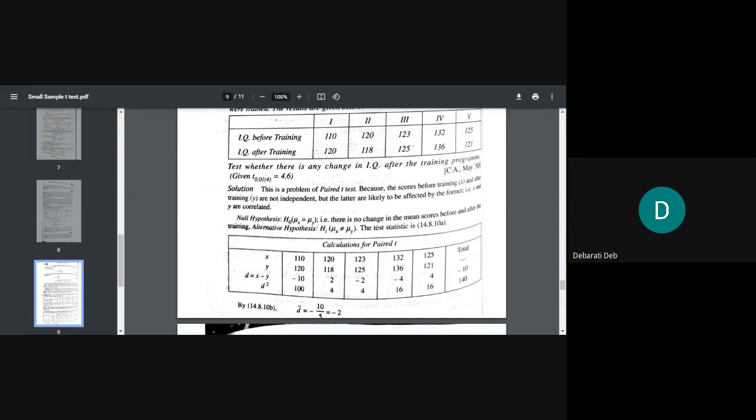Okay, I'm going a little bit fast today. I want to finish it fast, that's why. So if the null hypothesis is H naught: mu x equals mu y, then H1, that is the alternative hypothesis, will be mu x not equal to mu y. Okay, then for the calculation part, you need to make this table. Make this table quickly. Give the heading: calculations for paired t. Heading will be calculations for paired t.